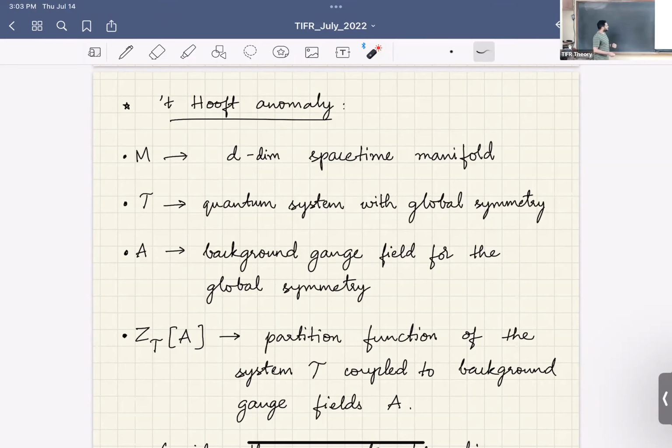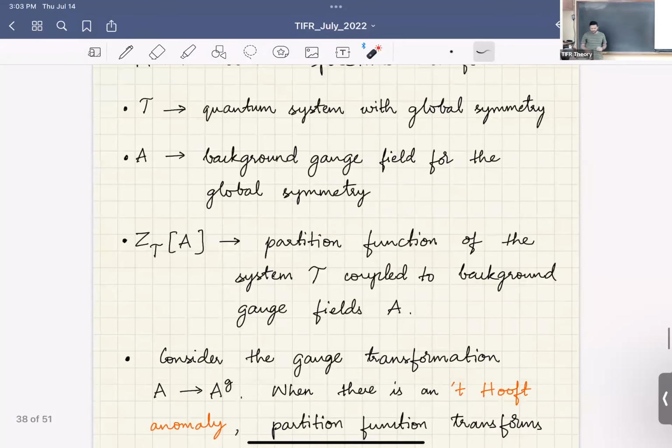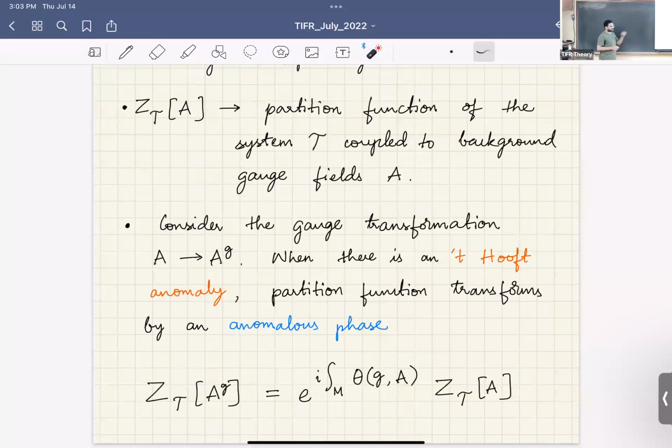The partition function is given by Z_T of A here. So there is an anomaly in the system if, under a gauge transformation, the partition function is not invariant. It picks up an anomalous phase.